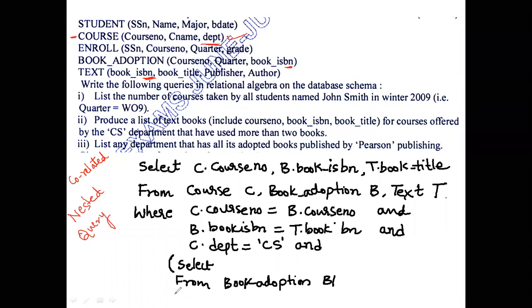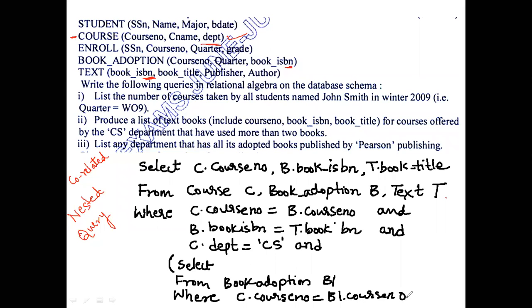In the previous condition also, the where clause was missing, so we need to join these two: where C dot course number is equal to B1 dot course number. This we need to add for the previous case also, where we used EXISTS. And this has combined the course and the book adoption, and here we can extract the count of star. So this will give how many rows are there here. If this value is greater than 2, so here we can write over here.